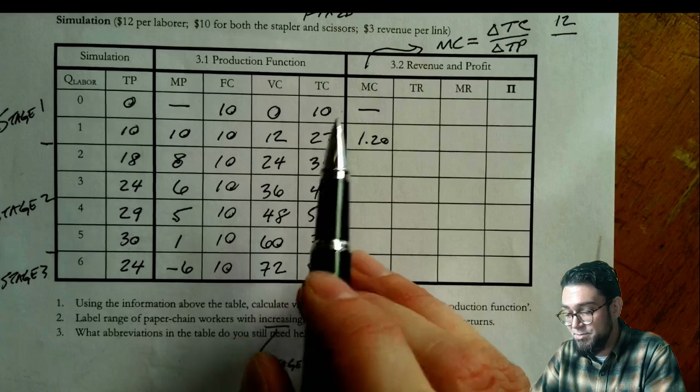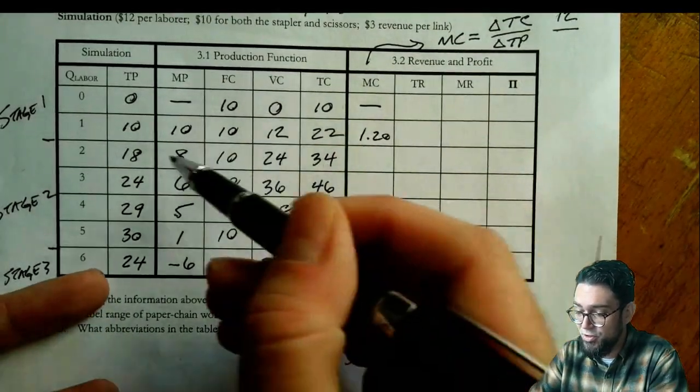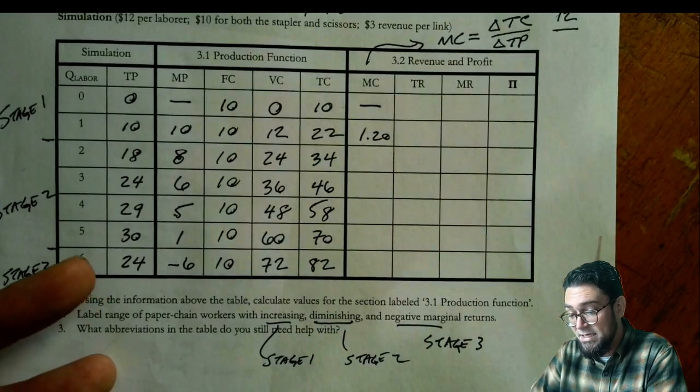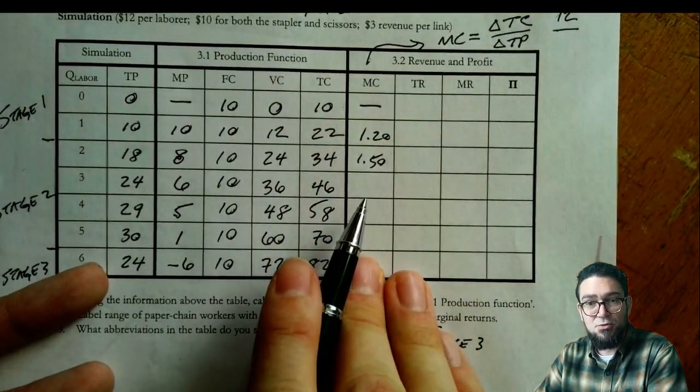Now the next one is going to be 12, the change in cost, again, because it's just the cost of hiring that additional worker, but that worker only generated 8. So we're going to do 12 divided by 8 equals 1.5. So we started to see the marginal cost starting to rise again.